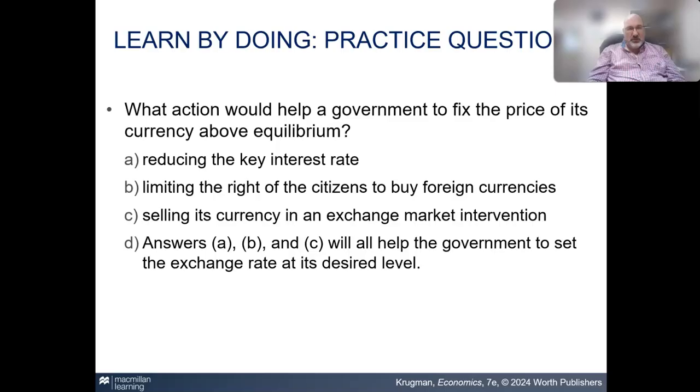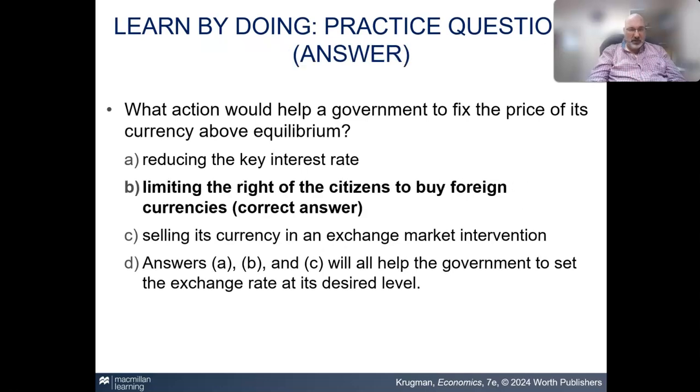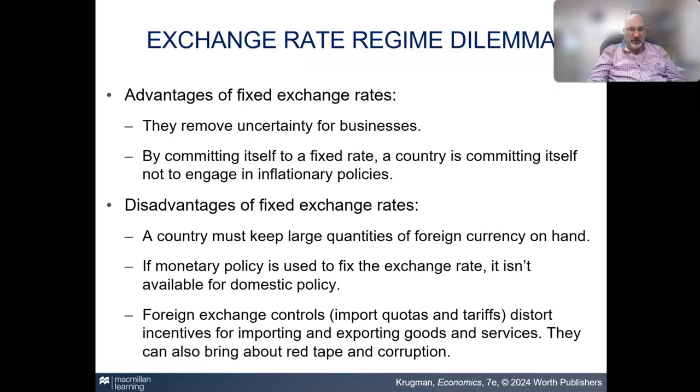So, what action would help a government to fix the price of its currency above equilibrium? Limiting the right of the citizens to buy foreign currencies.